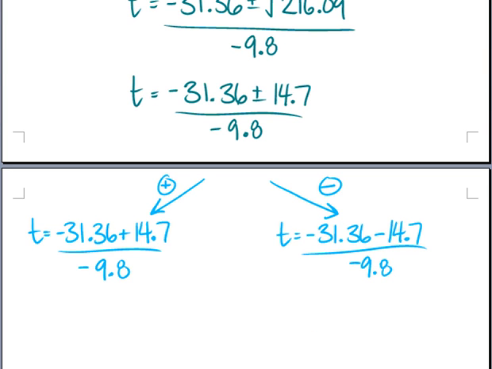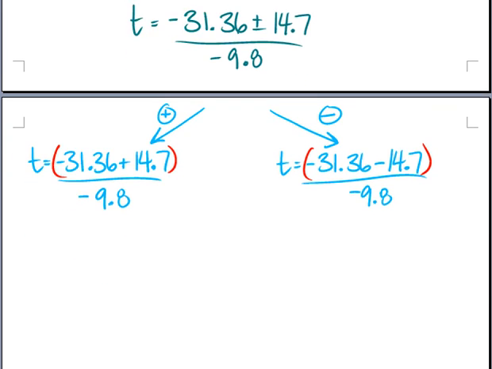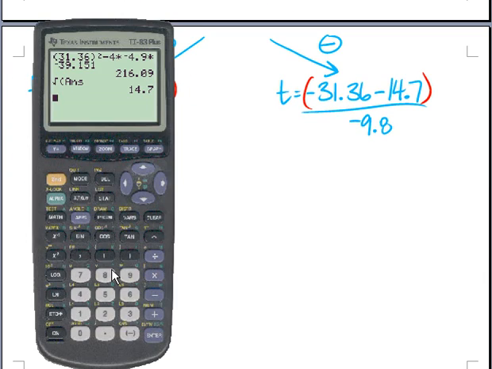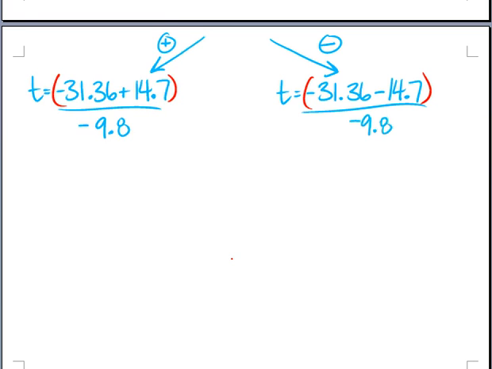Be very careful that when you type this in your calculator, don't let the wheels fall off right at the very end. You've done a great job up to this point. You have to put brackets on the addition and subtraction if you want it to happen before the division. So watch that in your calculator. Scroll down a bit, let's try it out. So it was negative 31.36 plus 14.7, all in brackets, there it is, divided by negative 9.8. Looks like a 1.7.